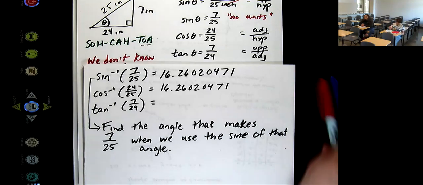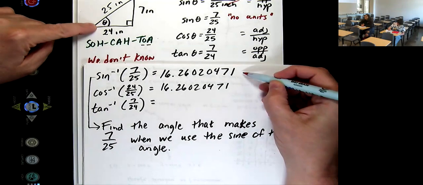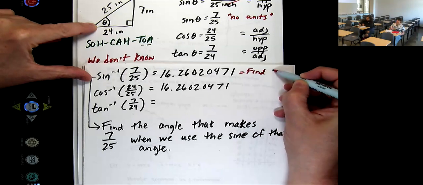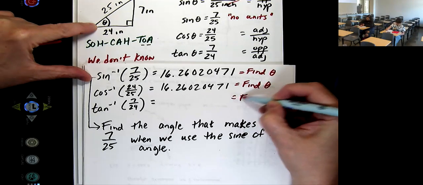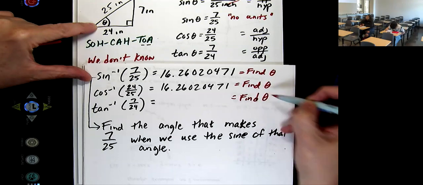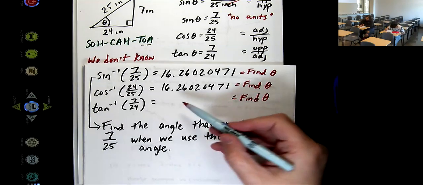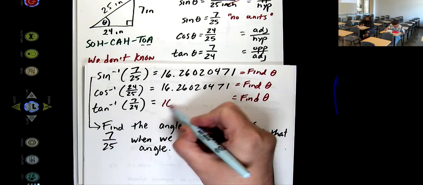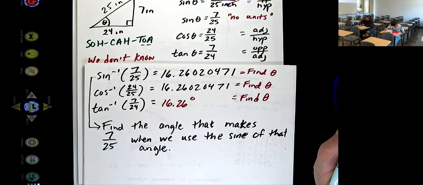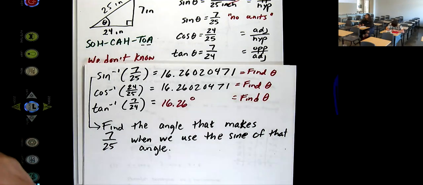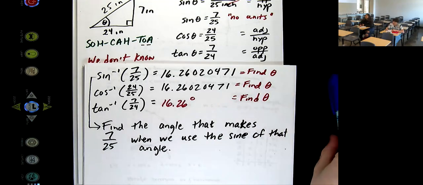And so what it's doing is telling me find theta. Each of these is saying find theta. So if I rounded it, this is 16.26 and it's probably in degree mode, because there's no way it's going to give me that in radians. It's degrees, yeah.